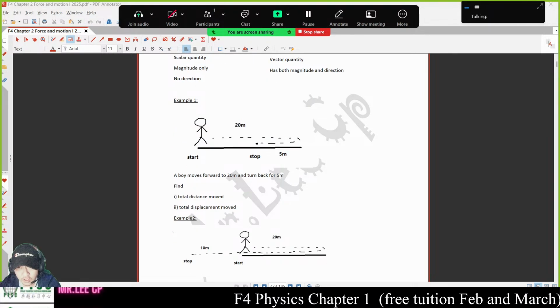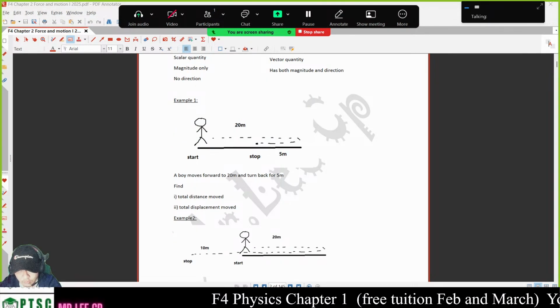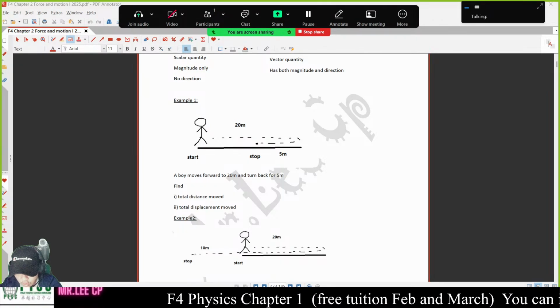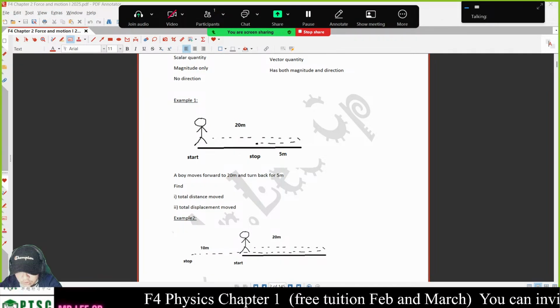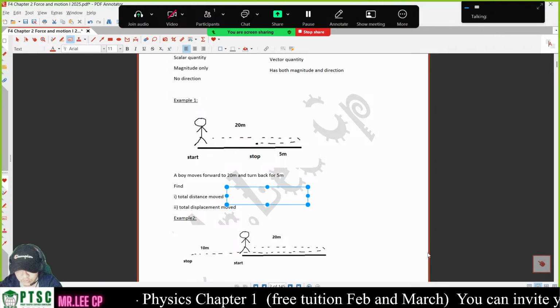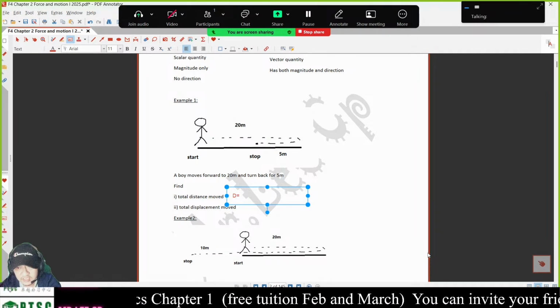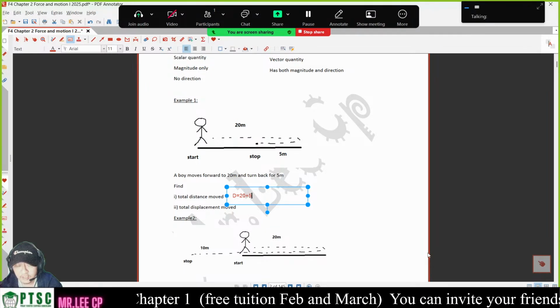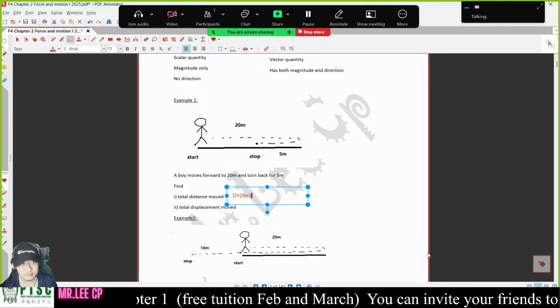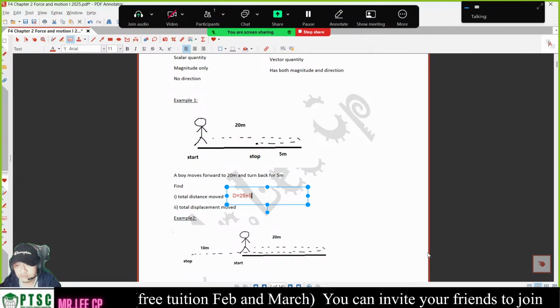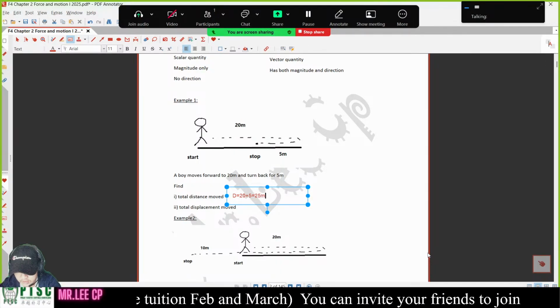A boy starts to move forward 20 meter and then goes back 5 meter. So go 20 and then go back 5. Now find the total distance moved. Distance, sometimes we can use the symbol D, right? D is 20 plus 5. It has no direction, so you need to add all. 20 plus 5, so the answer is 25 meter.